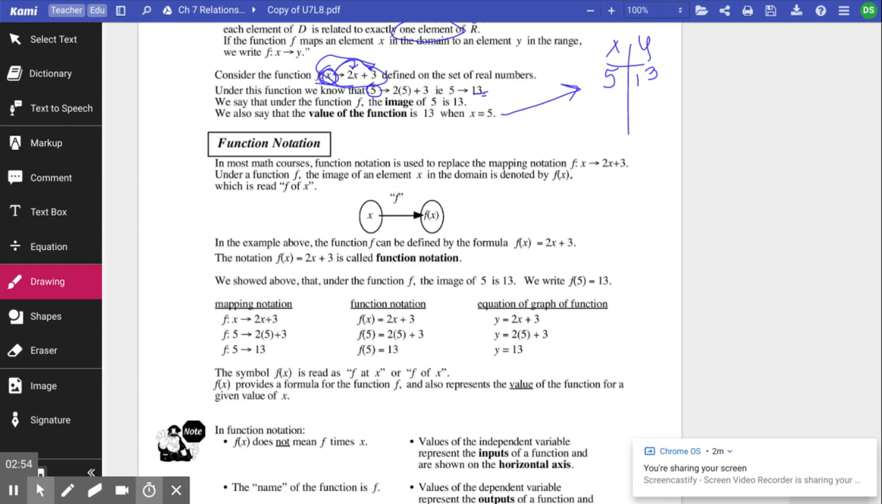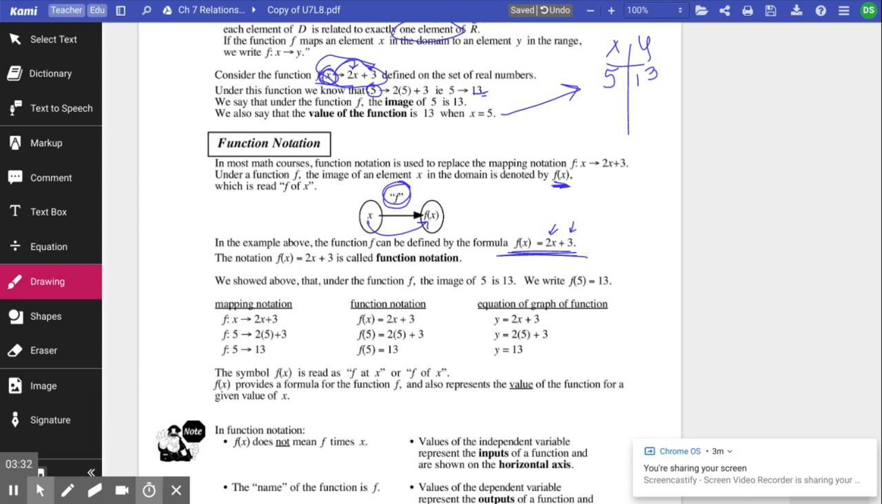Under a function f, the image of an element x in the domain is denoted by this. Okay, here's what you're going to normally see. This is read f of x. That means the function is f. x is what we're putting into that function. In the example above, the function f can be defined by the formula, and here's what you're going to see: f of x is equal to 2x plus 3. So as I said yesterday, your f machine is going to have an x in it, and we're going to times it by 2, and then we're going to add 3. The notation is called function notation.